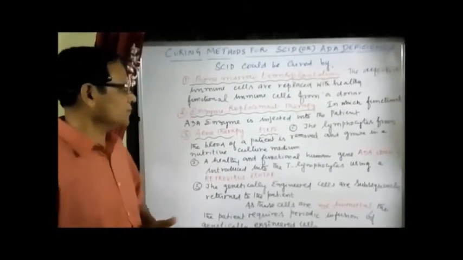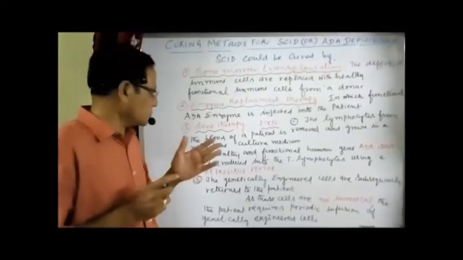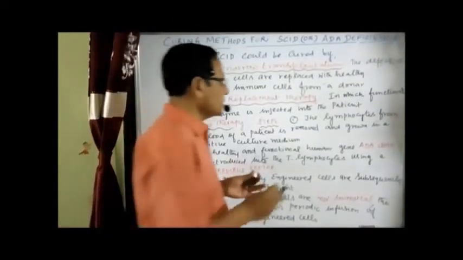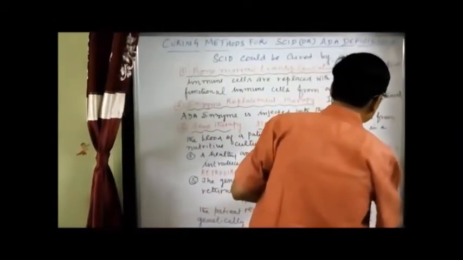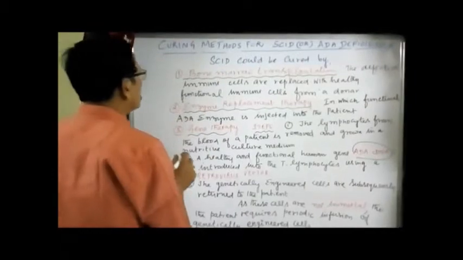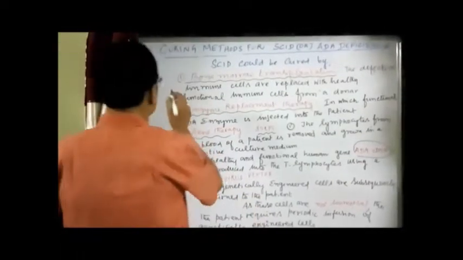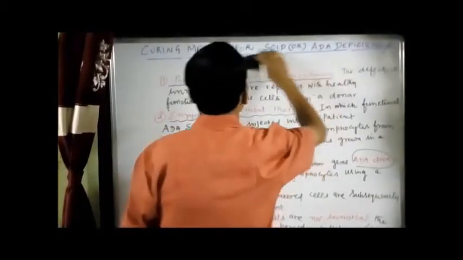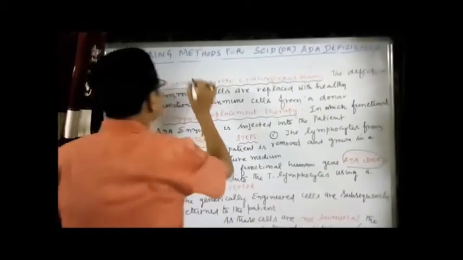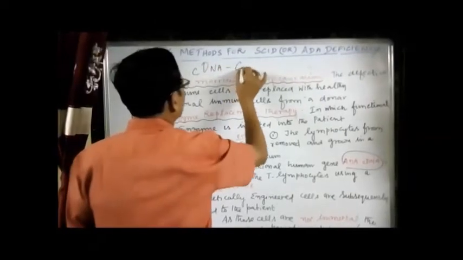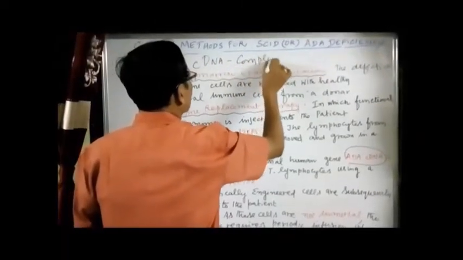The second step, a healthy, functional human gene. This gene is called ADA-cDNA. What is cDNA? This is what's called complementary DNA. cDNA means complementary DNA. So I'm writing here cDNA, the expansion for that, complementary DNA.